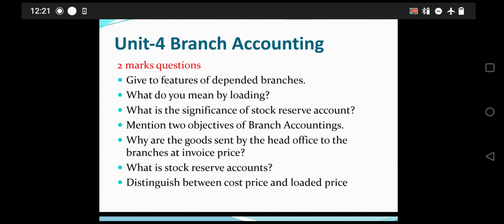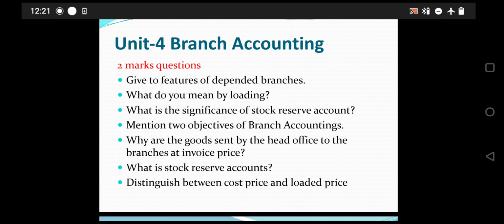Dependent branches means, if we have any company, it will have many branches. Where the head office is located, we call it the head office or head branch, and the branches which are there, we can call subsidiaries, where the subsidiaries have to follow the rules and regulations which are imposed by the head office.